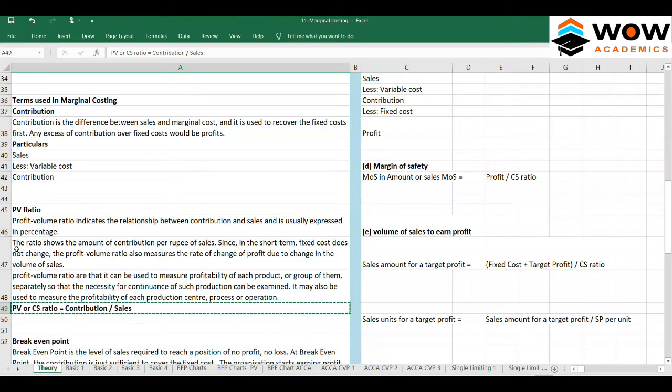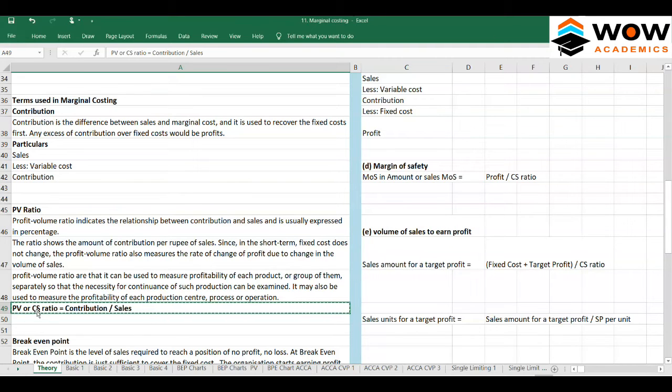Assume that you have 5 products. It can easily compare between the 5 products and tell which product has the highest profitability. We can't say profitability exactly, but contribution-wise, which one has a higher value. The higher is the better. The higher the PV ratio or CS ratio, the better. PV ratio refers to profit volume ratio. CS ratio refers to contribution sales ratio, but both are similar only.